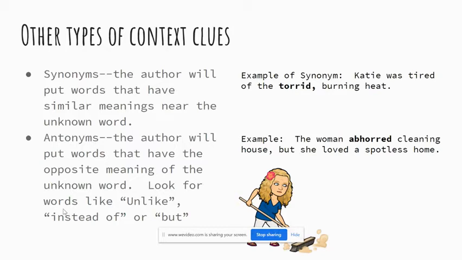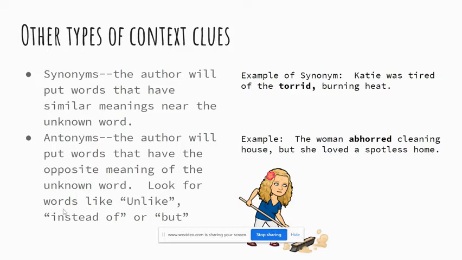So an example of this is Katie was tired of the torrid, burning heat. If we look at that in context, we know they're describing the type of heat it is. We know what burning means. Torrid is just another additional word to tell us that it is super duper hot, and that's what Katie is tired of. Okay, so torrid is a synonym of burning, and burning is a word that I know. I know what that means. So torrid must have a similar meaning to burning.